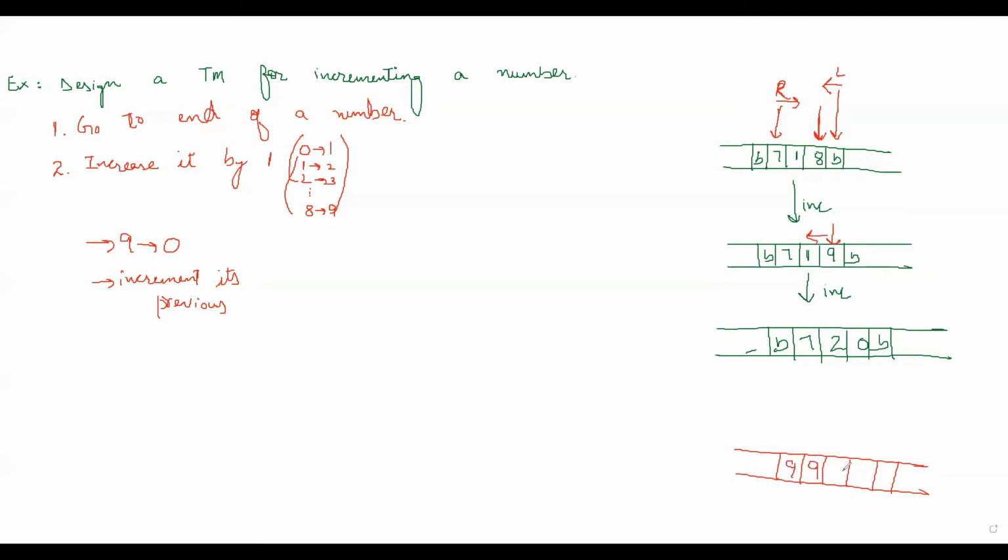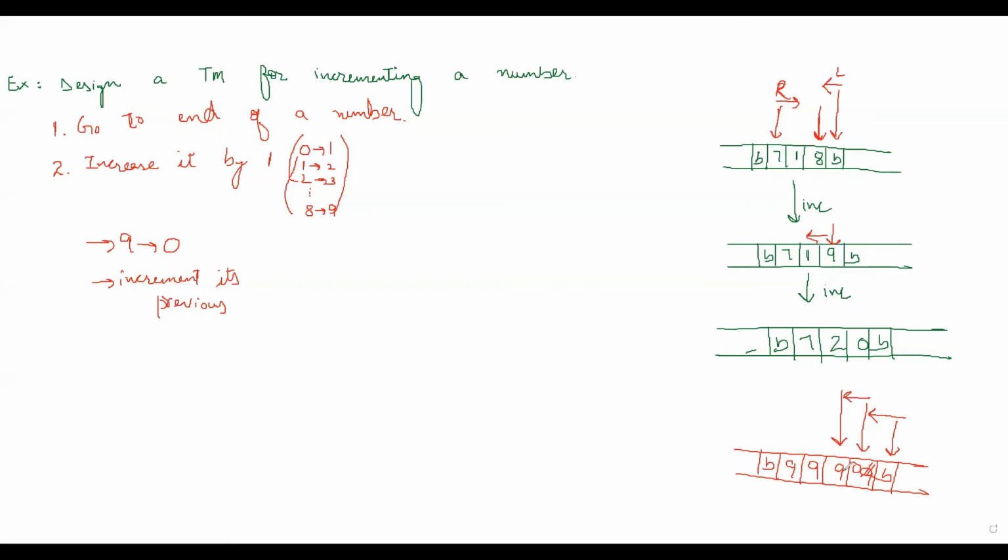9, 9, 9, 9. Okay. So first we will go to the end. So that means we will come here. Now move one left. So we will come here. So it is 9. So we will replace 9 with 0. Move left, come here.